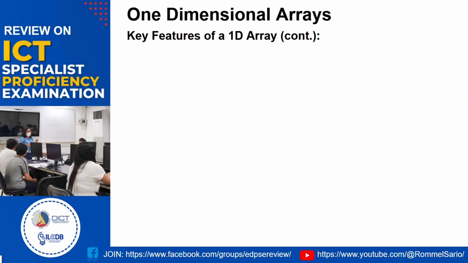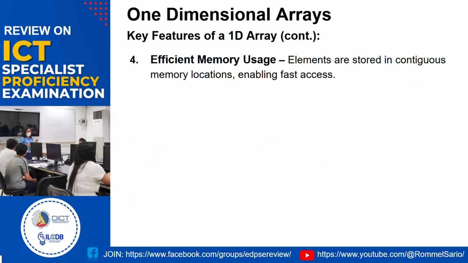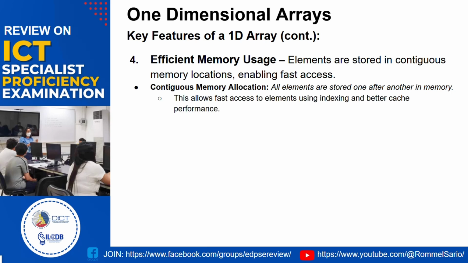Now, the fourth key feature of a 1D array is efficient memory usage. All elements are stored one after another in memory. This allows fast access to elements using indexing and better cache performance. Since arrays store elements in contiguous memory, accessing them via indexing is very fast compared to a linked list.